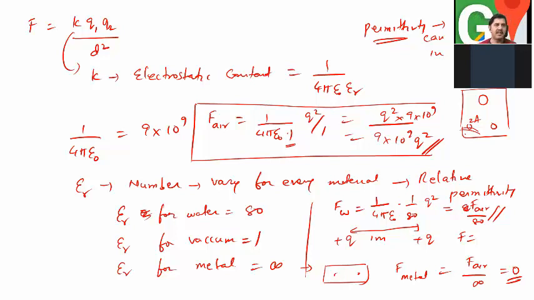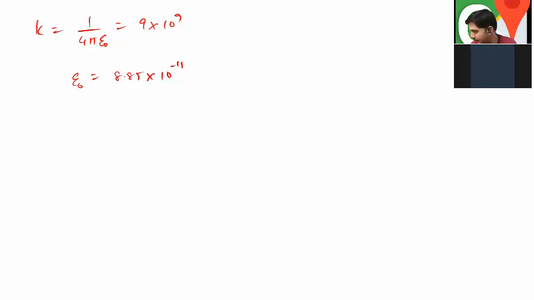So permittivity is a very important factor in electrostatics, to determine the force between any two charges. We have seen the value of permittivity. Let me continue: 1 by 4 pi epsilon naught together, we need to remember, is 9 into 10 power 9. The value of epsilon naught alone is given by 8.85 into 10 to the power of minus 12. These are some of the values that we need to remember.